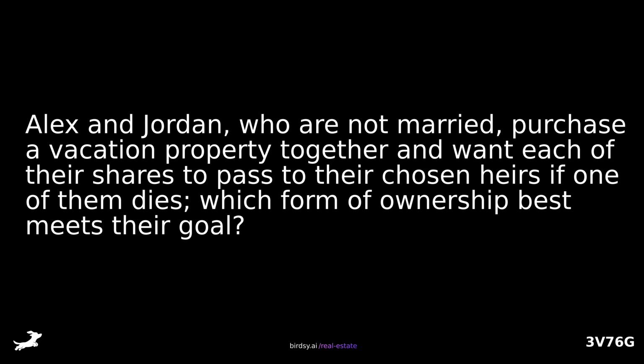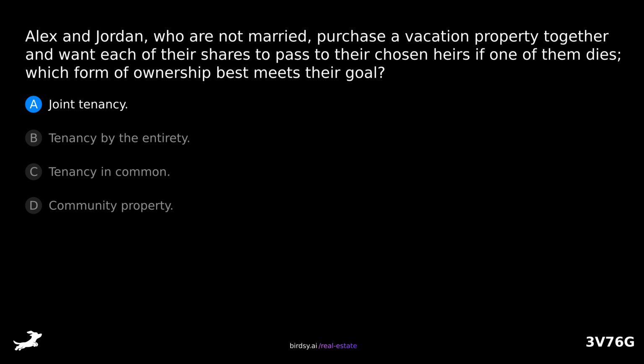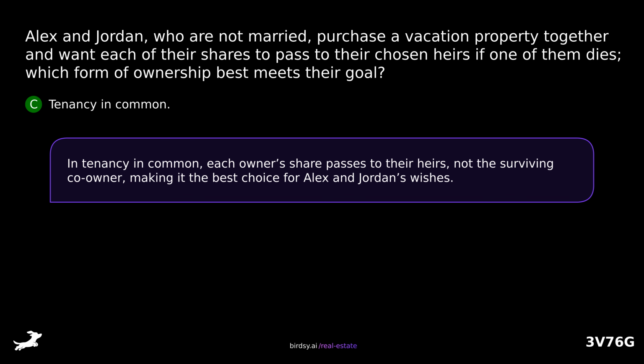Alex and Jordan, who are not married, purchase a vacation property together and want each of their shares to pass to their chosen heirs if one of them dies. Which form of ownership best meets their goal? Is it A, joint tenancy, B, tenancy by the entirety, C, tenancy in common, or D, community property? The correct answer is C, tenancy in common. In tenancy in common, each owner's share passes to their heirs, not the surviving co-owner, making it the best choice for Alex and Jordan's wishes.